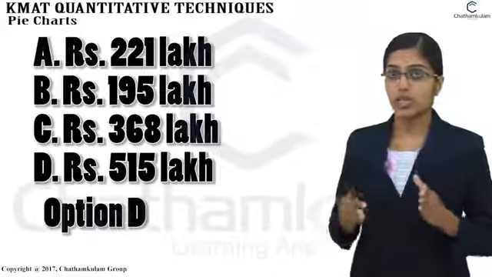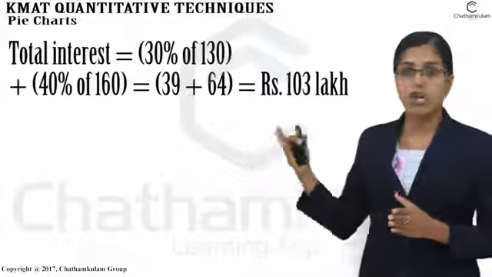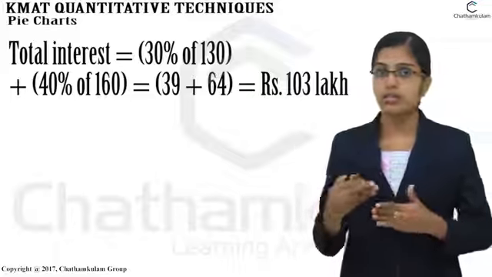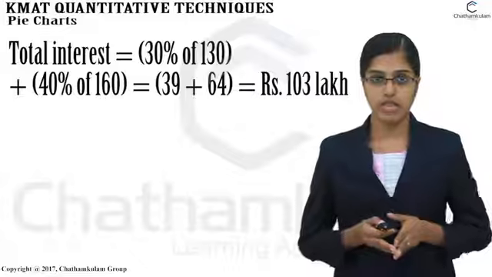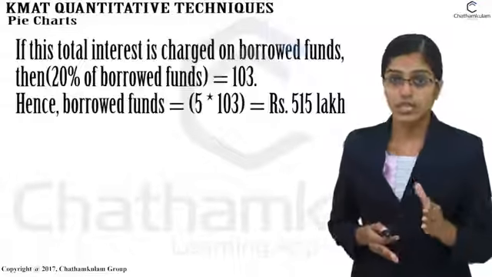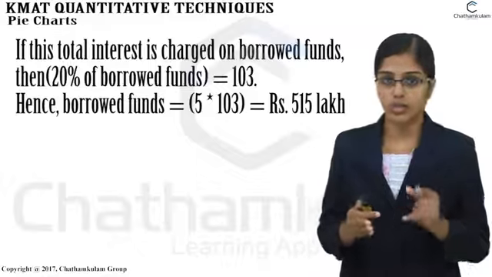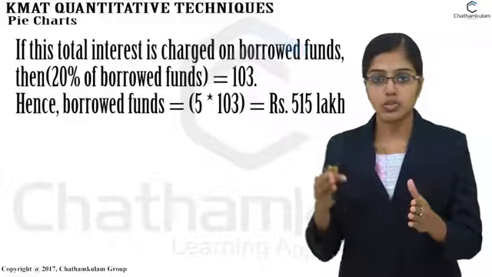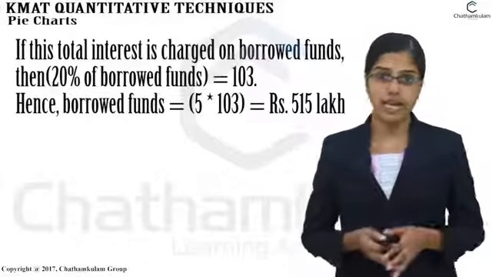Why? Because the total interest is equal to 30% of 130 plus 40% of 160, that is equal to 39 plus 64, that is equal to rupees 103 lakh. If this total interest is charged on borrowed funds, then 20% of borrowed funds is equal to 103. Hence, borrowed funds is equal to 5 into 103. So that gives rupees 515 lakh.